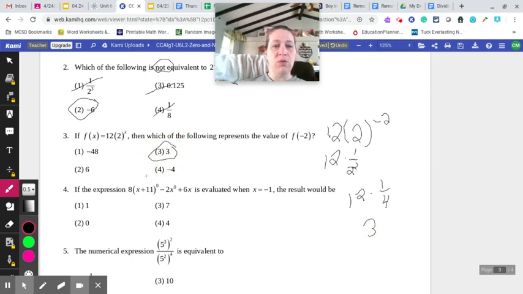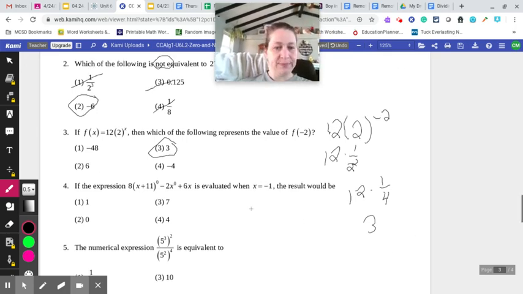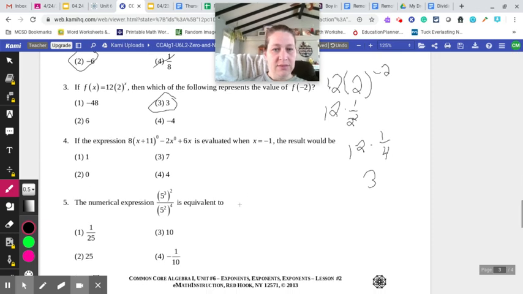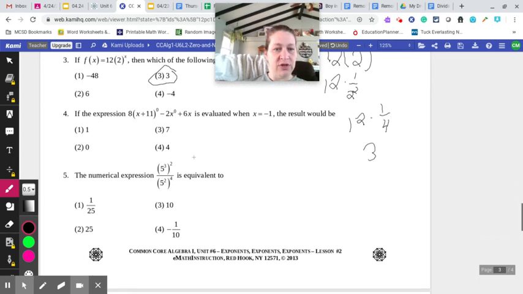Now, when you do your homework for Miss Cashin, and if you're doing it on paper, you can't just circle 3. You need to show the work. Okay? Number 4 is done the same way. We're just going to substitute in negative 1 for our x, so I'll leave that one for you to do.